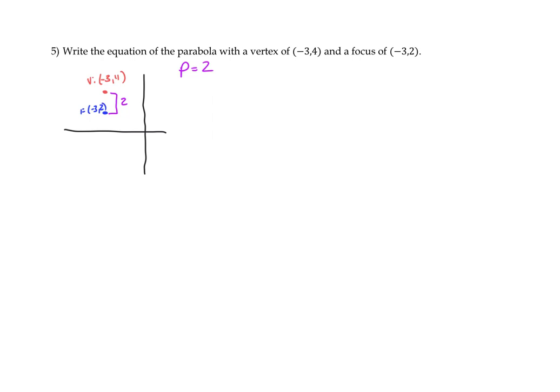Remember, your focus is always inside the parabola. So I know it opens like this. So my p-value is negative 2. So that's all the information I need. All I need is my vertex and my p-value, and I can write the equation. So I am going to write x minus the x coordinate squared equals 4 times the p times y minus the y coordinate. And there I am in standard form of a parabola.